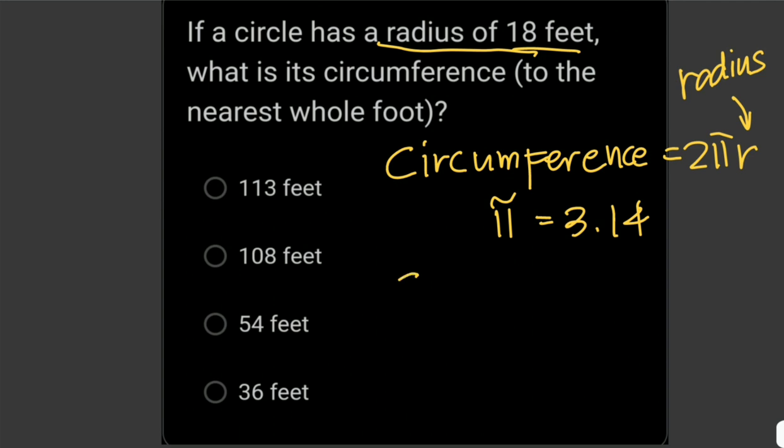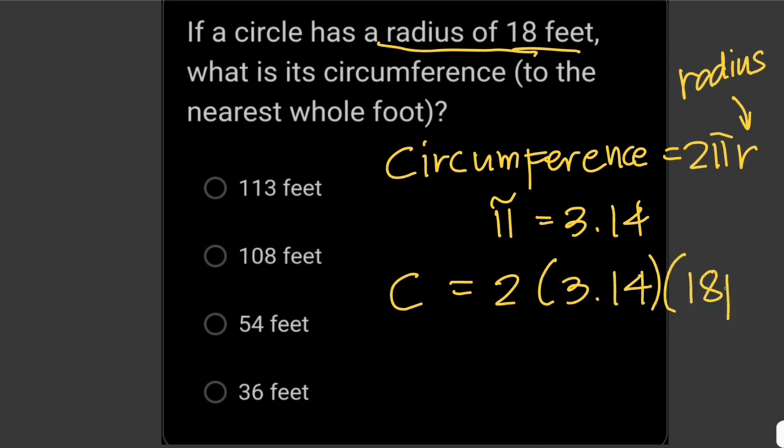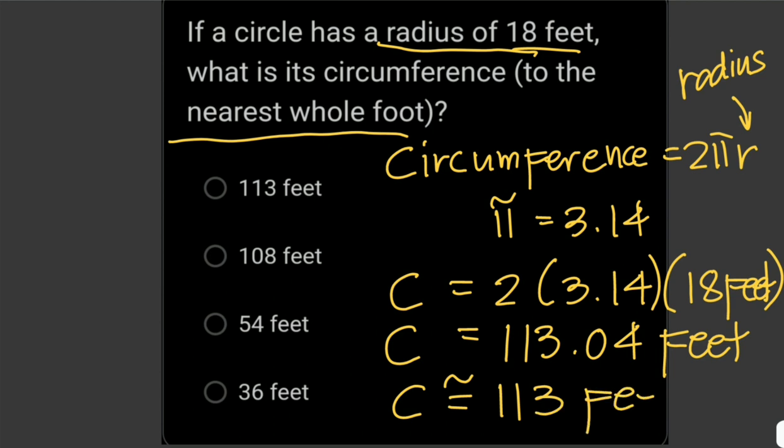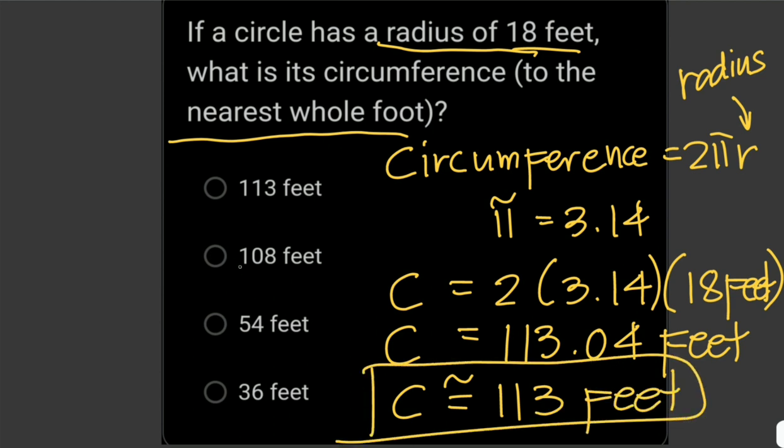Then we plug in all the values. So circumference is just equal to 2 times 3.14 times 18 feet. And we just multiply everything. Then this would give us a value that is equal to 113.04 feet. But it says here circumference to the nearest whole foot. So we can just round this off to approximately 113 feet. So this is our answer here.